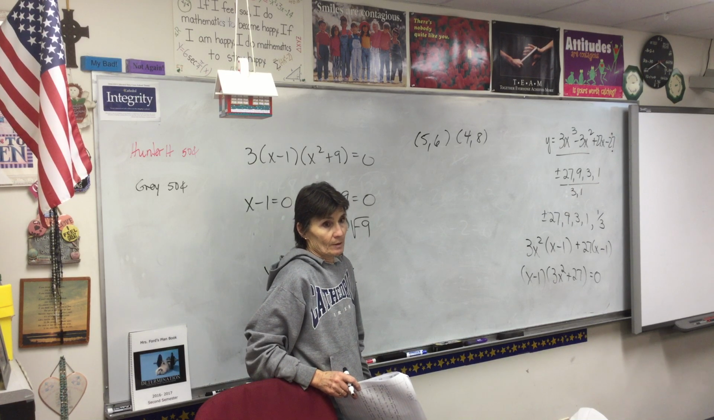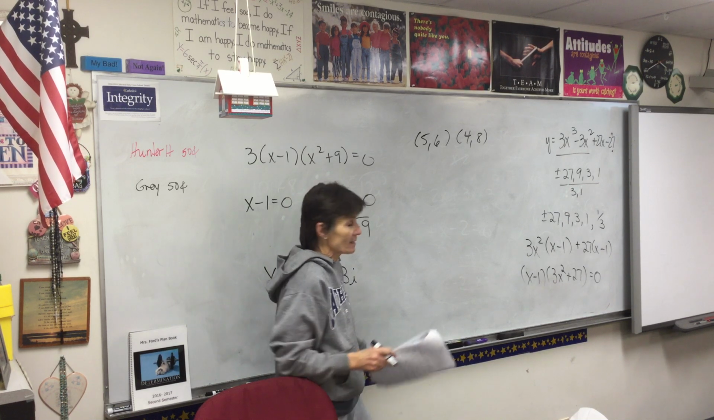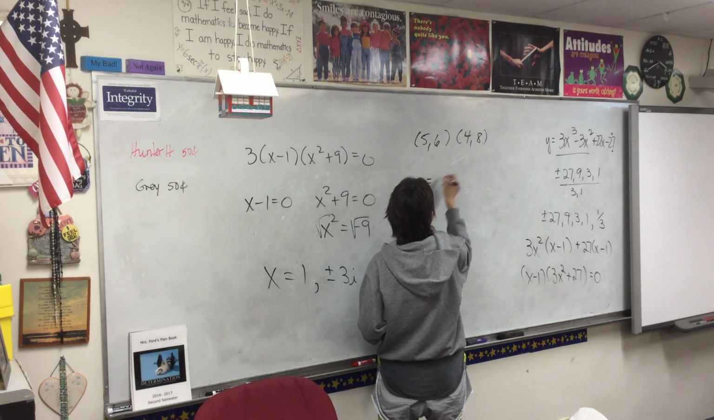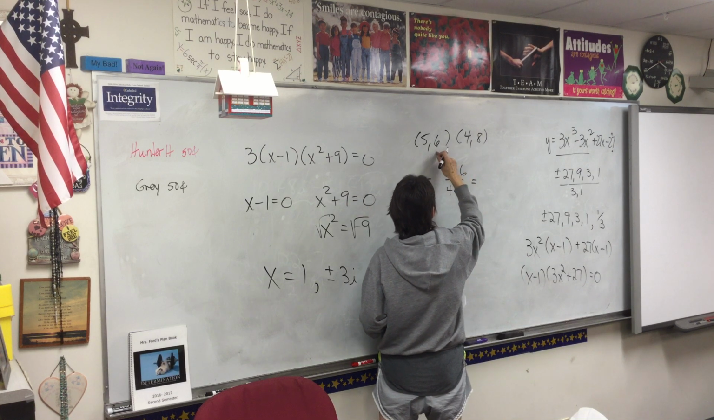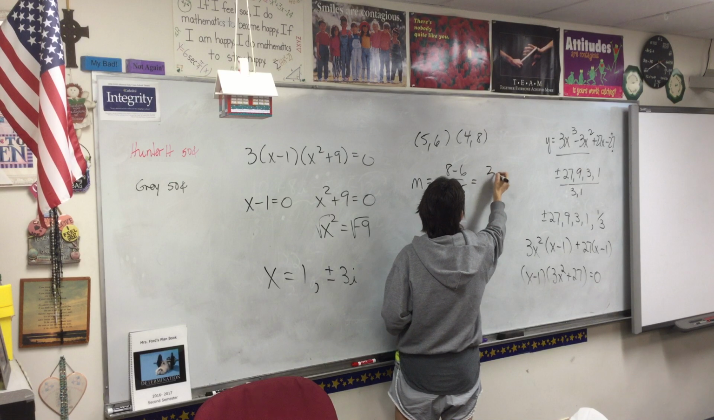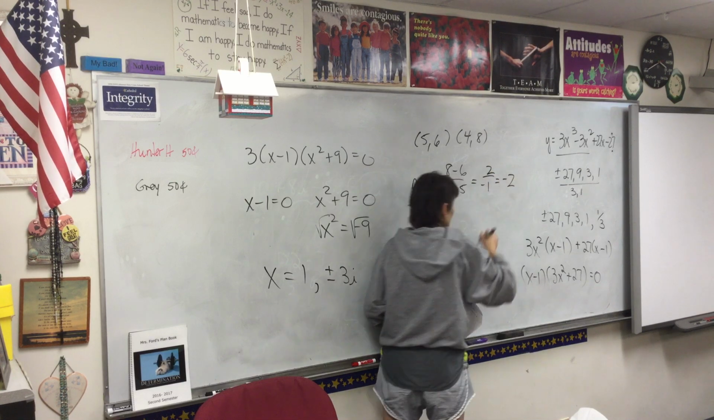y minus y over x minus x. I have to find the slope, that's right. So first I'll just do 8 minus 6 over 4 minus 5. 8 minus 6, 4 minus 5. Negative 2. Which gives me 2 over negative 1, or negative 2.